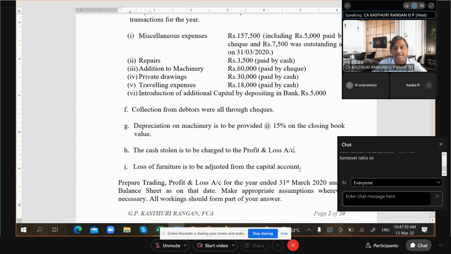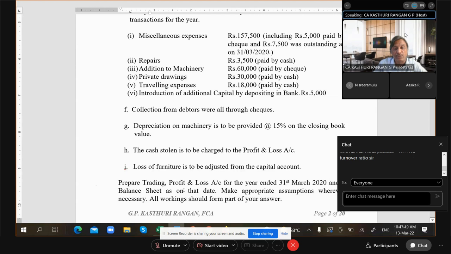Loss of furniture to be adjusted from the capital account. So furniture got destroyed, is it not? Because of fire. The loss arises on account of that. Take it to capital account. The proprietor has to absorb the loss. That's what the problem tells you.